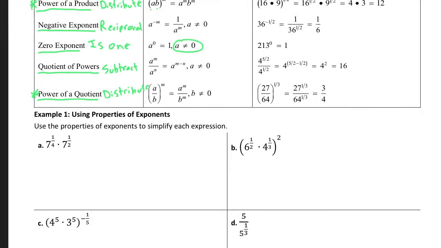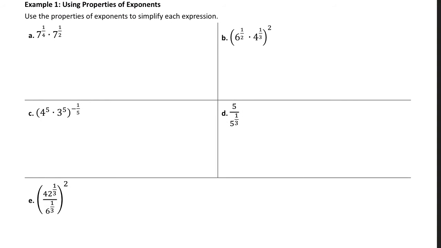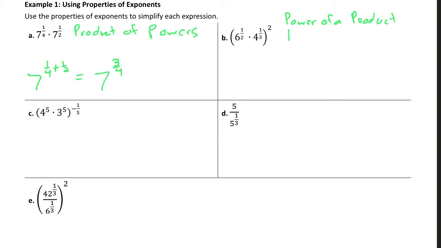So, example 1 basically just runs through the properties of exponents. In part A, this is a product of powers. Two powers with the same base, I add the exponents. So this is 7 to the 1/4 plus 1/2, which is really 7 to the 3/4 power. And then I'm done.